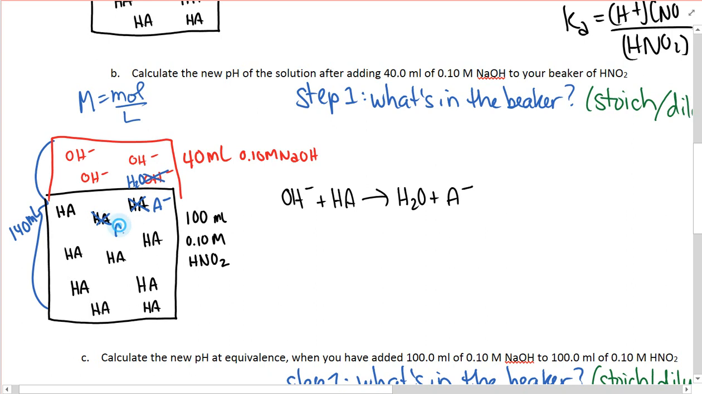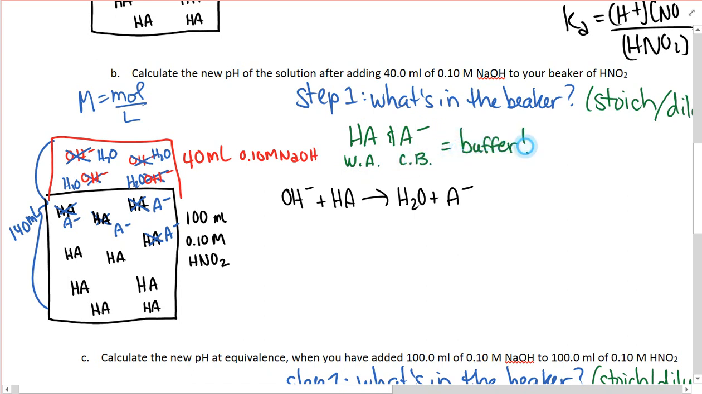So let's draw a few of these here. All my OHs get turned into H2O, and my HAs get turned into A minus. One thing you want to stop and recognize at this point is that you now have a mix of HA and A minus. You have a weak acid and its conjugate base. So that means you have a buffer. That's an important thing to realize.